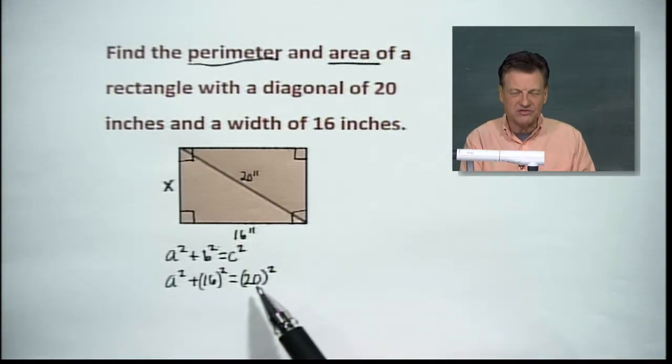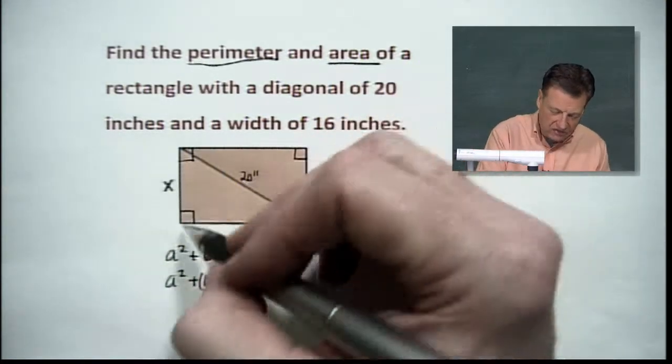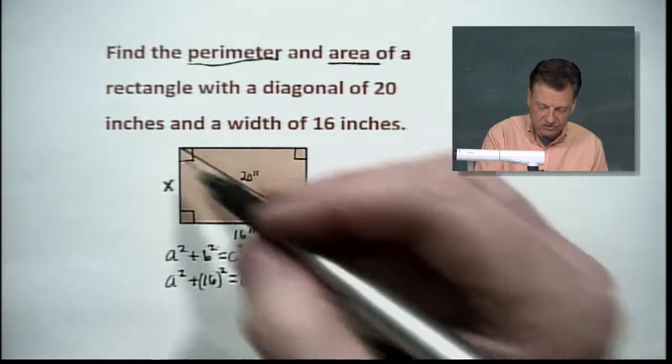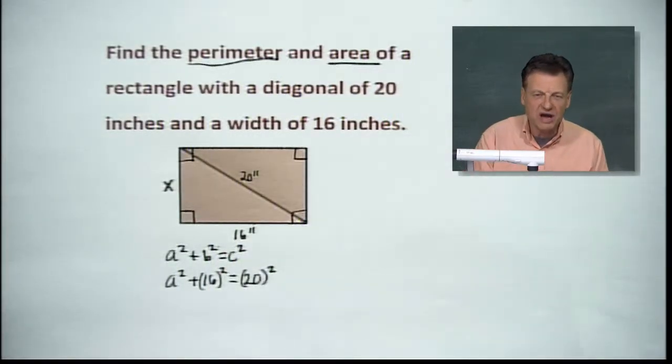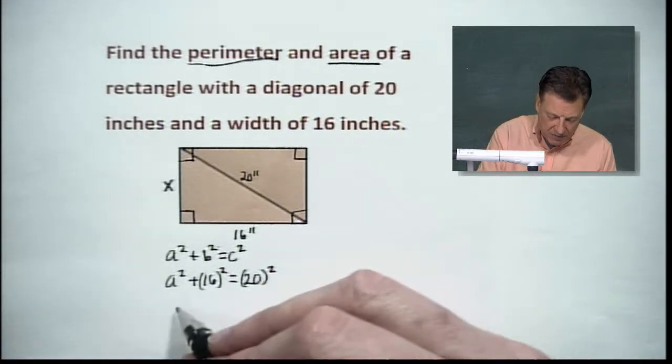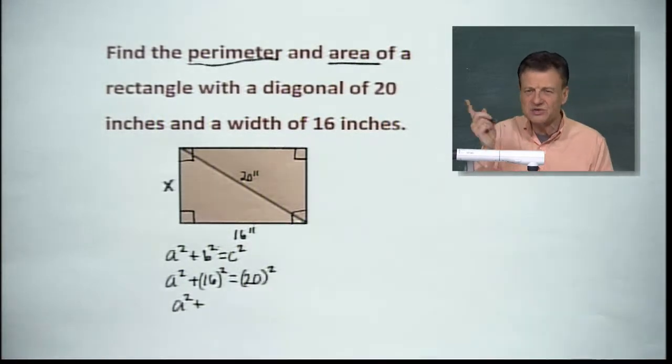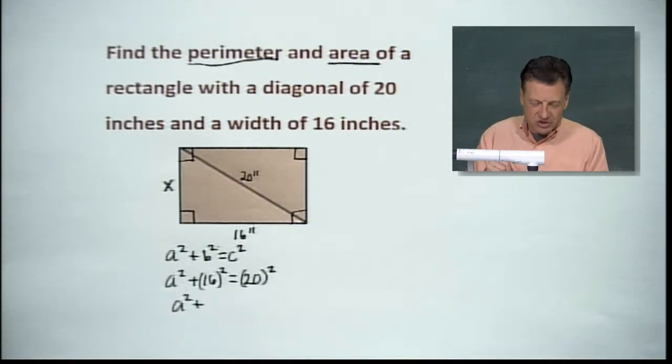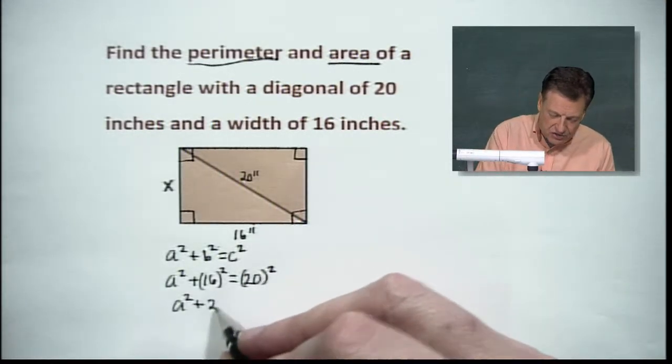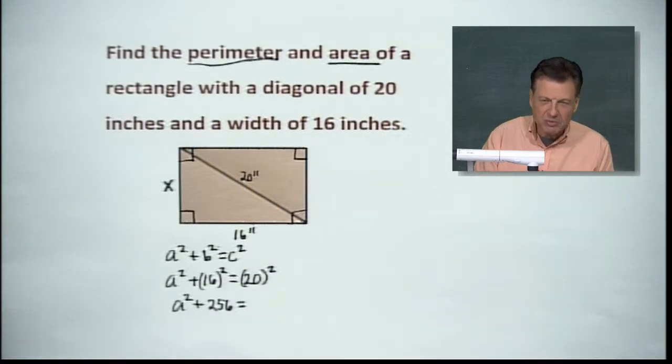Remember, the hypotenuse is the longest segment, and it's also opposite the right angle. So there you go in terms of your right triangle, and in this case, it's also our diagonal. Now, let's do some squaring. A squared plus, what is 16 squared? 256. That's what I remember it being.